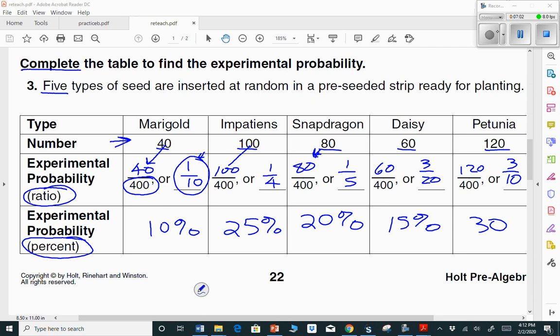Now, if we're going to check and make sure we're right, I'd like to add these percents up. 10, 35, 55, 70, 100. They should all add up to 100. And all of these numbers, these numerators over the 400, should add up to 400. But since all we did was copy them, I'm pretty sure we got those right.